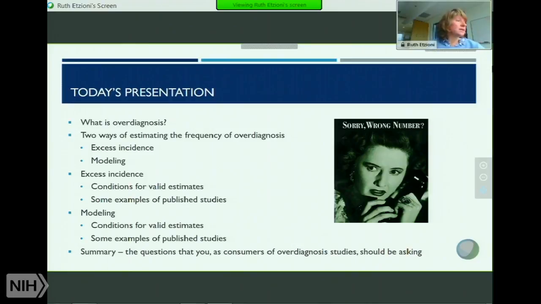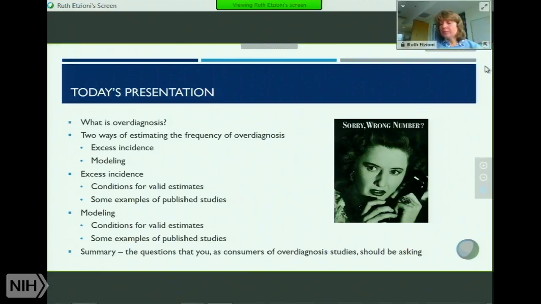And the goal is to help all of you as consumers and readers and users of overdiagnosis studies to be able to read the literature, to look at different studies, and really think about whether the conditions for valid estimation have been satisfied, and help you to identify what those conditions are.